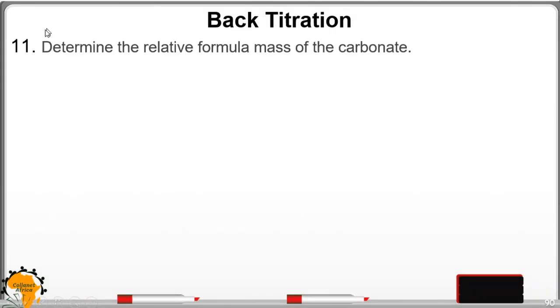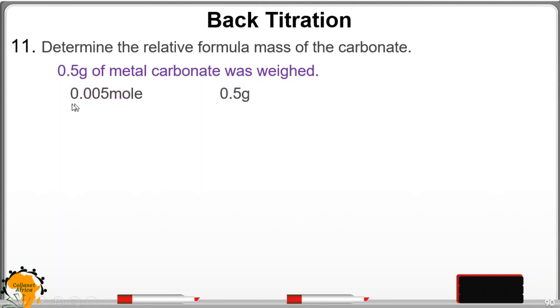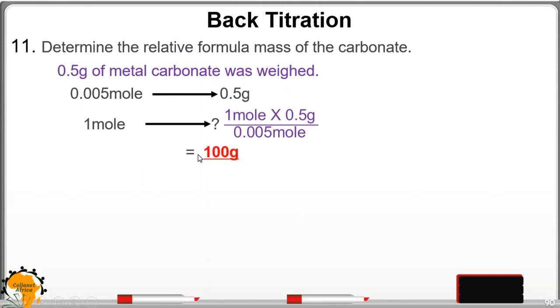Then 11th question, determine the relative formula mass of the carbonate. So we know 0.5 grams of metal carbonate was weighed, and now we have the mole of X carbonate, which is 0.005 moles at 0.5 grams. So to know the relative formula mass, we ask ourselves about in 1 mole. So we cross multiply to get the relative formula mass of 100 grams.